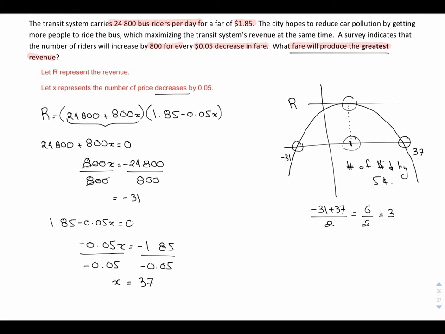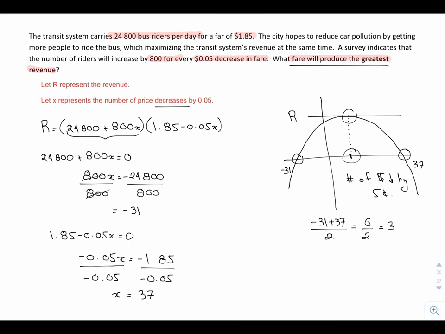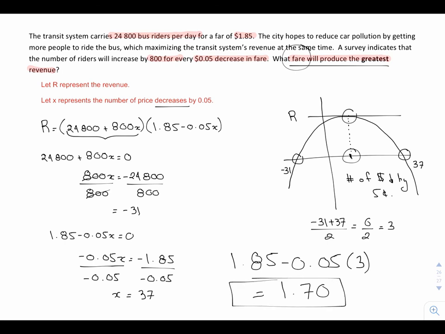Again, the question was what fare will produce the maximum revenue? And if we remind ourselves that x represents the number of price decreases, that fare will be $1.85 minus 0.05 times 3, which gives me $1.70. And that is the fare that gives me the maximum revenue. Again, where did I get this number? I got it from this binomial factor, which gives me the price of an actual ticket.